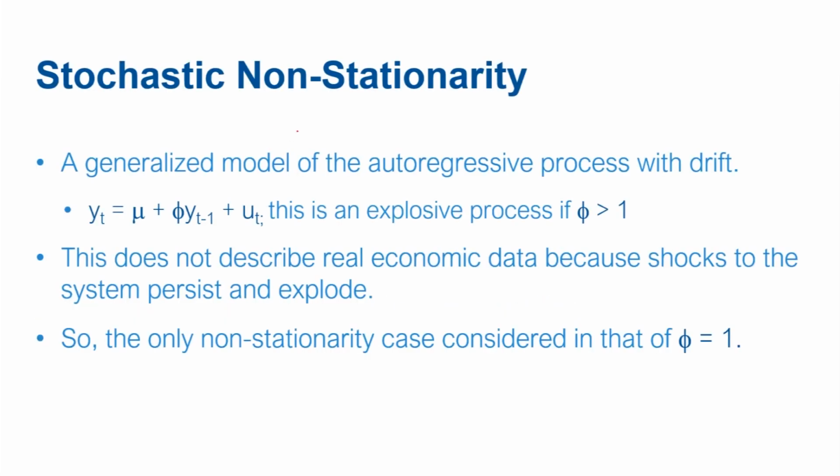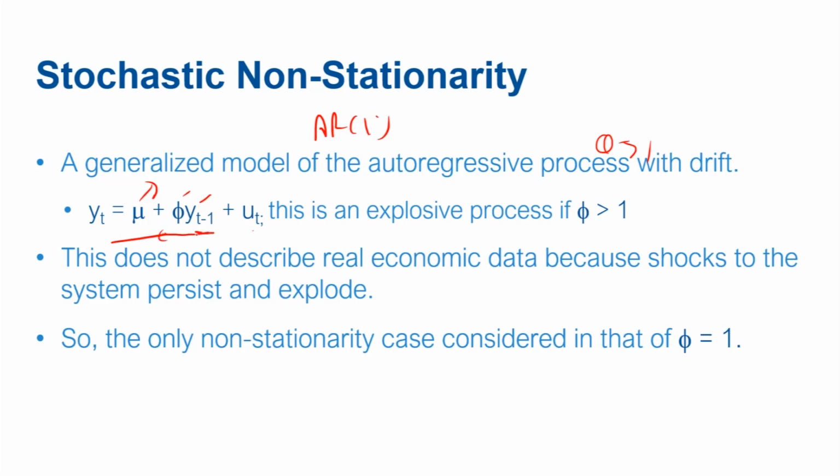Think of a generalized autoregressive AR(1) process like this: Yt equals mu plus phi Yt minus 1 plus mu t. Mu here represents the drift and Yt minus 1 is the autoregressive term with its coefficient phi. Now, what would happen if phi is greater than 1? This would become an explosive process because each of the previous terms has an accumulative impact which is increasing.